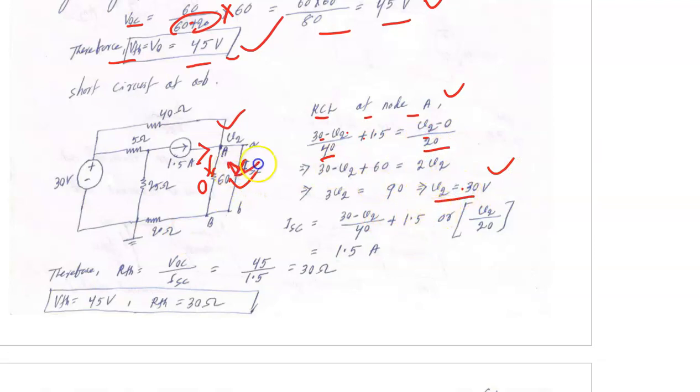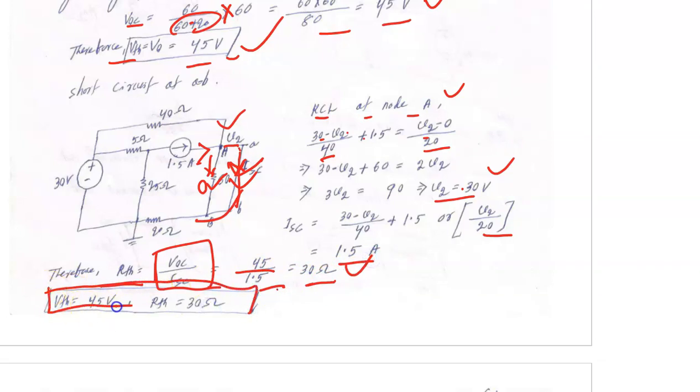So now ISC will be, this is your V2. So this current, no current flows here. So V2 upon 20, that is 1.5 ampere. So RTH will be the VOC, that is open circuit voltage across the terminal, upon short circuit current through the terminal. So 45 upon 1.5, that is 30 ohm. Now this is your answer. Only practice makes man or woman perfect.